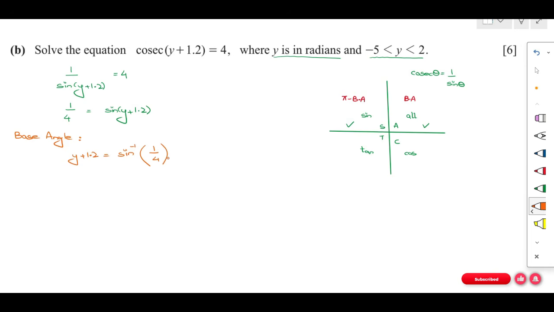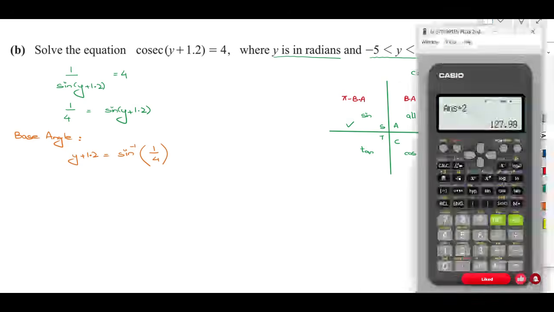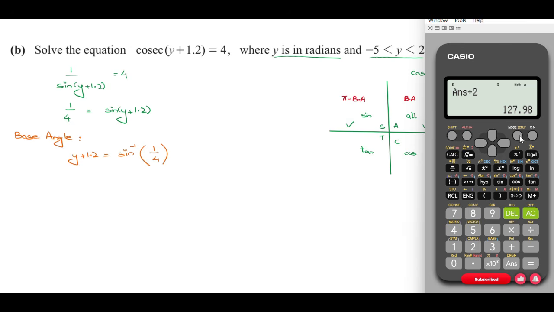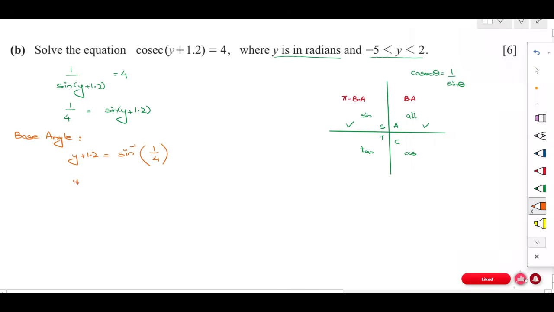That should be in radians. Now let me calculate it. Your calculator must be in radian mode. My calculator is in degree mode, so let me convert it into radian mode. Now my calculator is in the radian mode. Sine inverse of 1 by 4 is 0.2527. So we can say y plus 1.2 is 0.2527 radians. Okay, now this is my base angle, right?